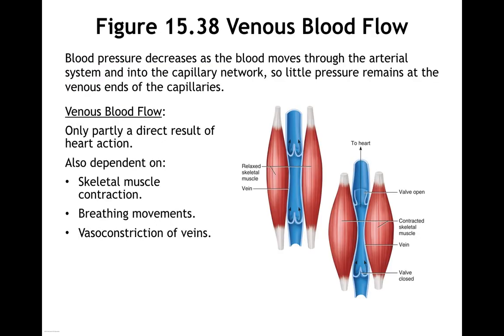Blood pressure decreases as the blood moves through the arterial system into the capillary networks, so there's very little pressure remaining at the end of the venous capillaries. Blood flow is partly the result of heart action, but it's mostly dependent upon contraction of adjacent skeletal muscles, our breathing movements, and the vasoconstriction of veins.